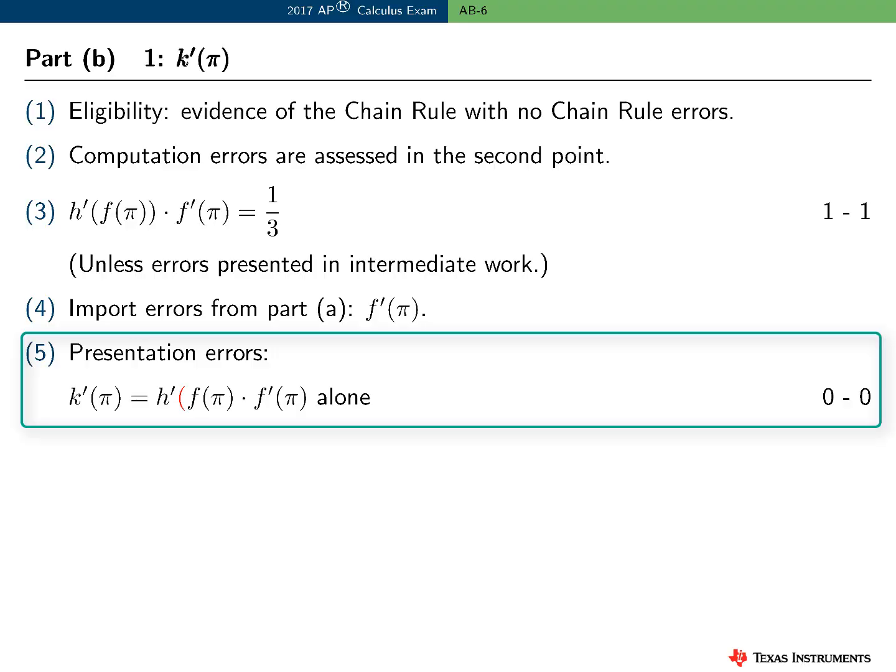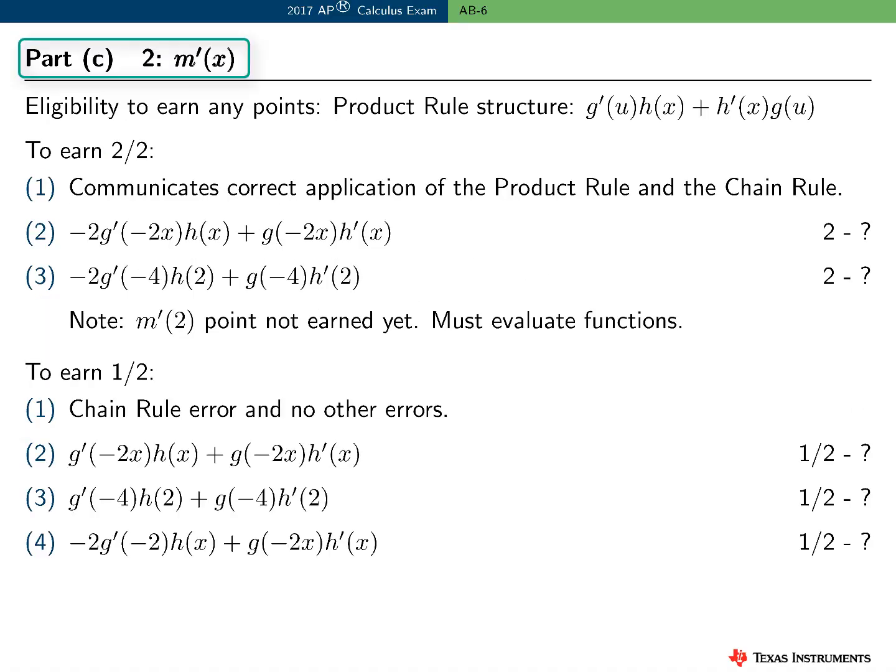If this is the only expression presented in Part B, notice that there is a missing right parenthesis. The presentation is incorrect, and the student would not earn any points. Part C was worth 3 points.